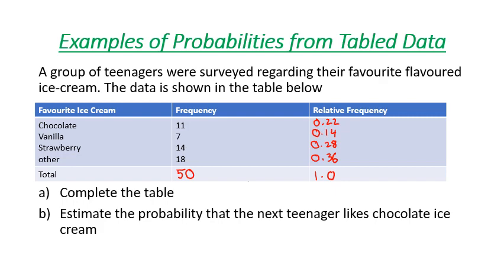Okay, so remember from our previous slide, relative frequency is given by the individual frequency divided by the total frequency. Now question B says, estimate the probability that the next teenager likes chocolate ice cream. Well, the probability would be 0.22, or 22%. Or if you wanted to, you could say 11 out of 50 chance.